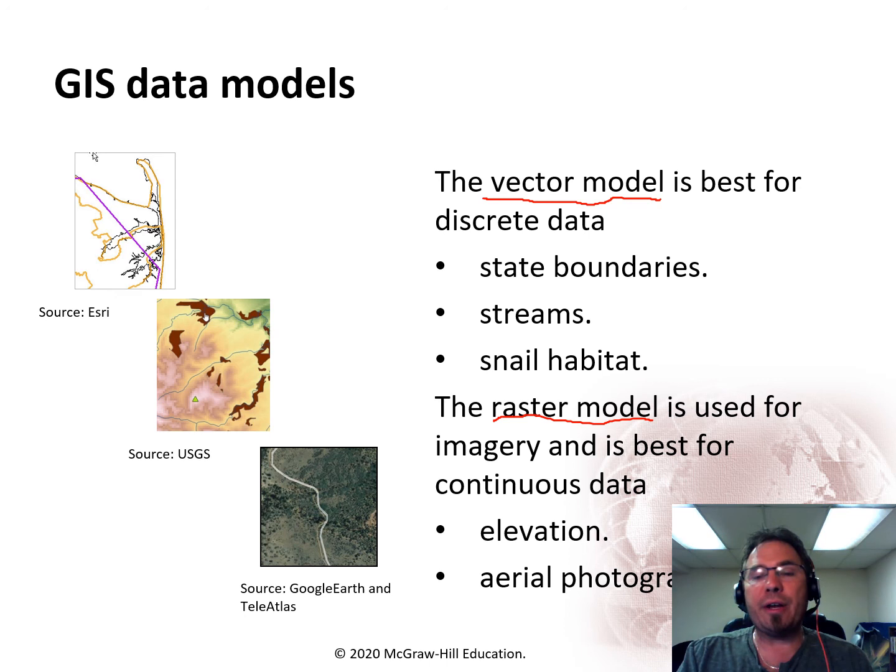It's used for imagery and best for continuous data. So each cell value is typically changing at least a little bit, either in elevation, precipitation, or in the case of aerial photography, which is similar to a picture you would take on your phone, it's going to change slightly in color value. So you have vector model, which is points, lines, and polygons, and the raster model, which is the grid system where each cell of that grid represents one and only one value of whatever phenomena you're trying to represent. For example, elevation, aerial photography, or let's say precipitation.